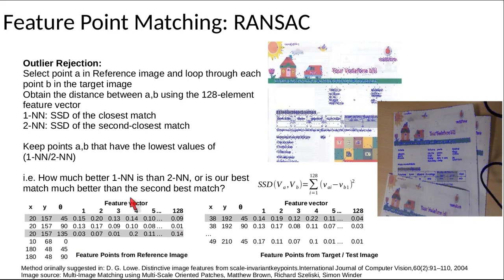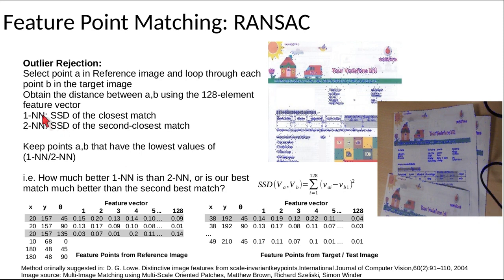Given the set of feature points and feature vectors from the reference image and the data from the target image and the sum of squared distance measure, the outlier rejection is performed in the following way. We would loop through all points in the reference image and compare them with the target image. So for instance, let's say we select this particular point. For this point, to determine which of the points in the target image is the closest, we compute sum of squared distances using this function for the feature vector corresponding to this point, with all the feature vectors in the target image.